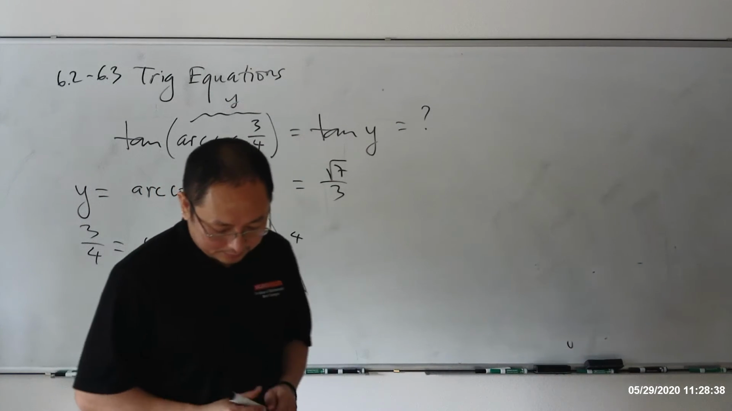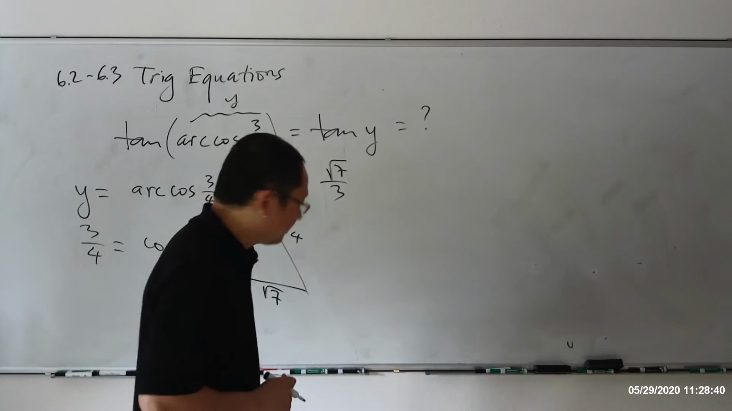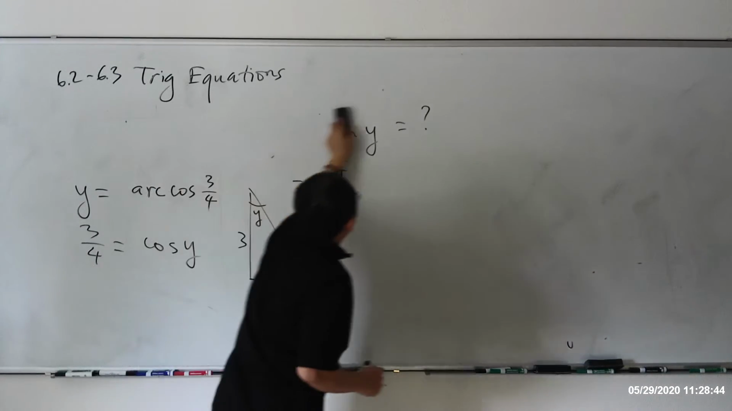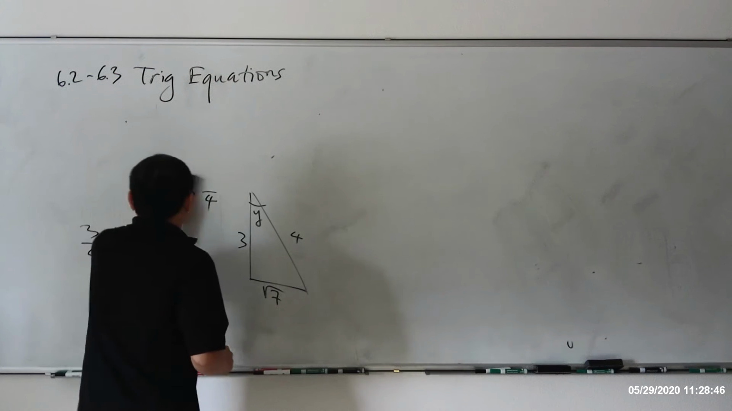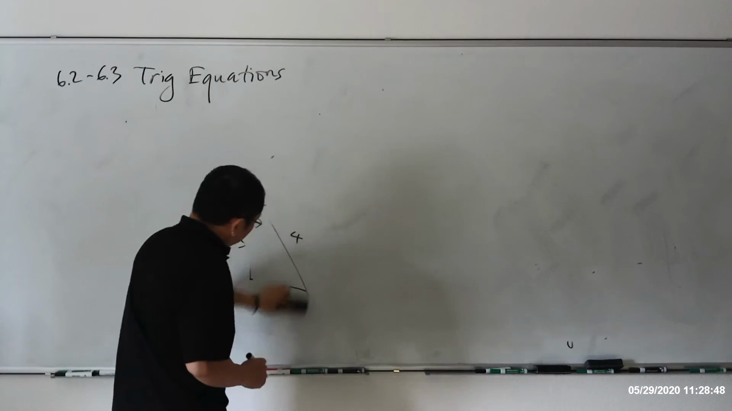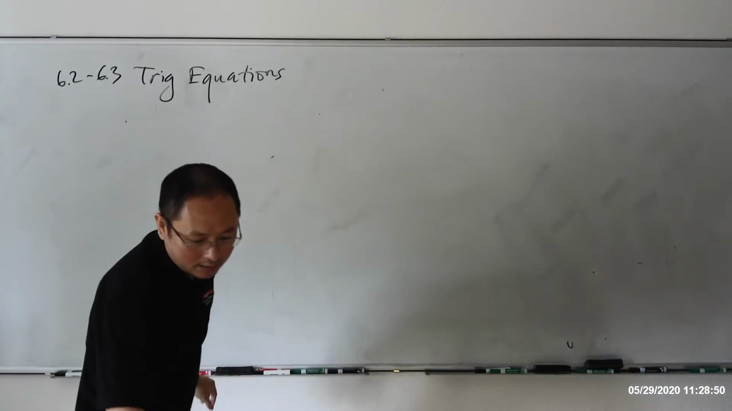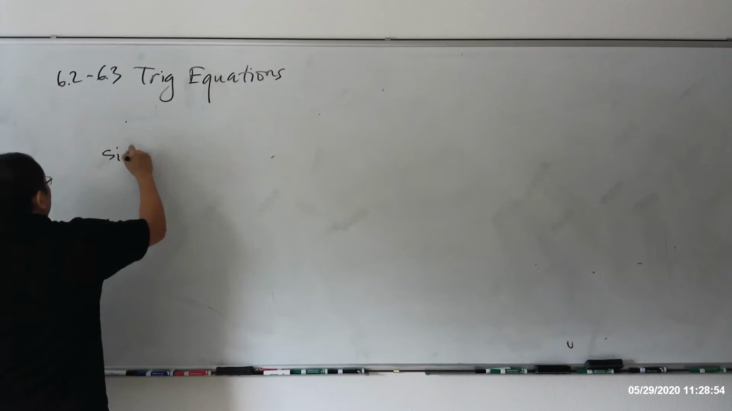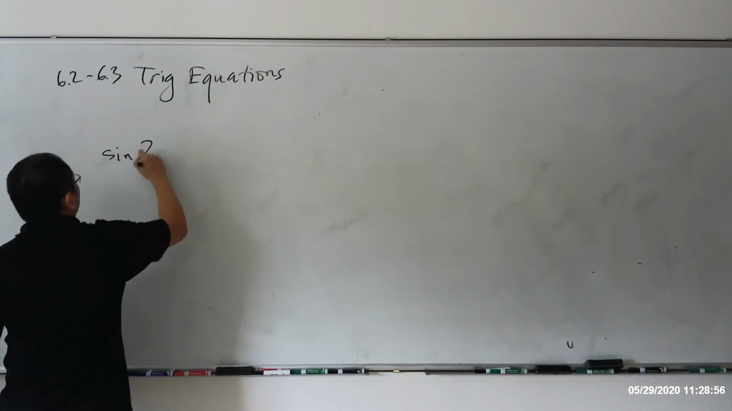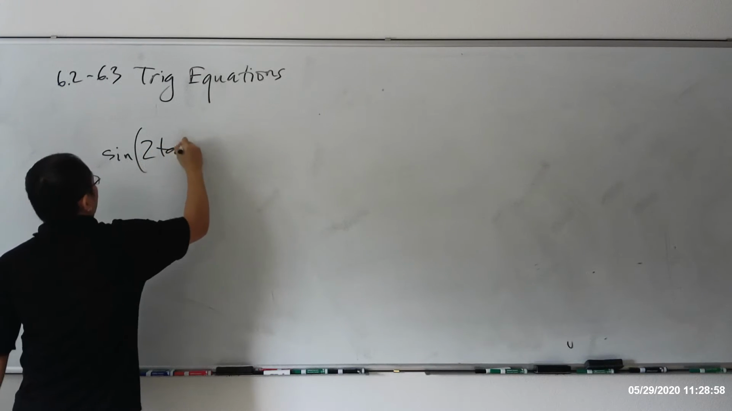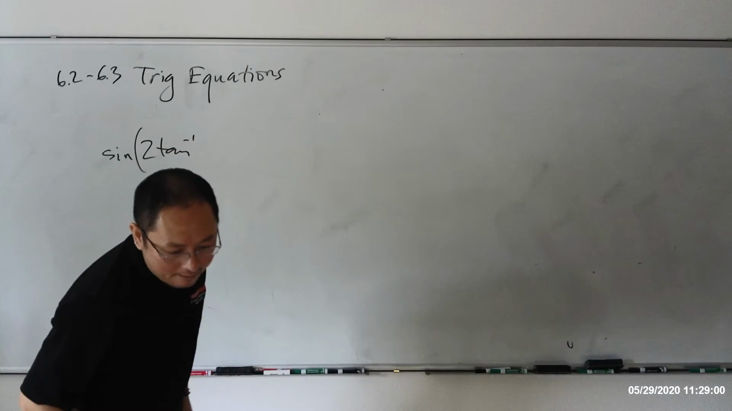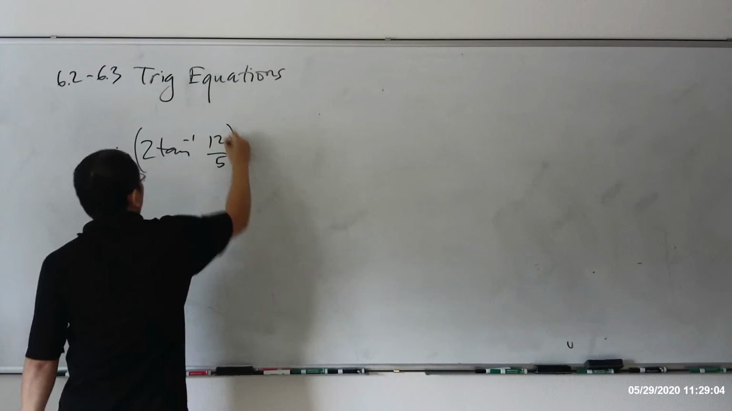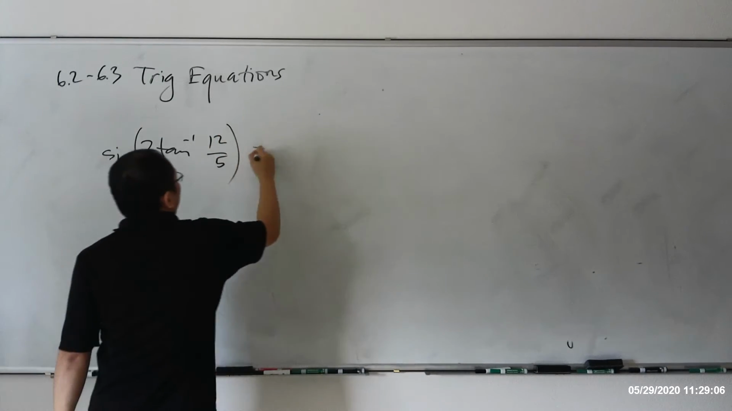Try another one, a little bit harder. Try this. Sine of 2 tangent inverse of 12 over 5. And what is it equal to?